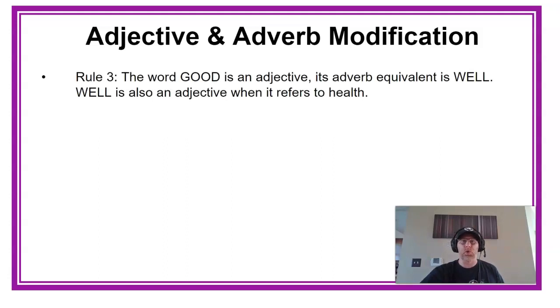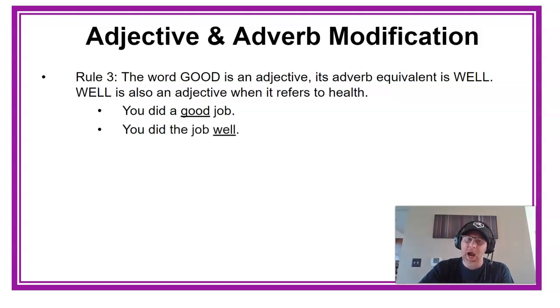The third rule is the word good and the word well. Okay, good is an adjective, well is the adverb. And well is also an adjective specifically when it refers to health. So these are two common words that people use incorrectly. But you did a good job. What kind of job? A good job. Versus that you did the job well. To what extent did you do that job? You did it well. You wouldn't say you did the job good.